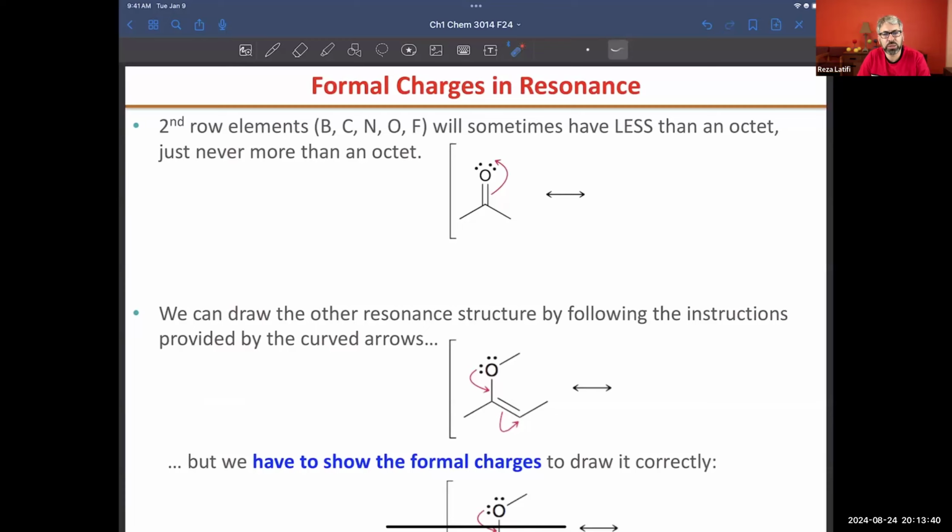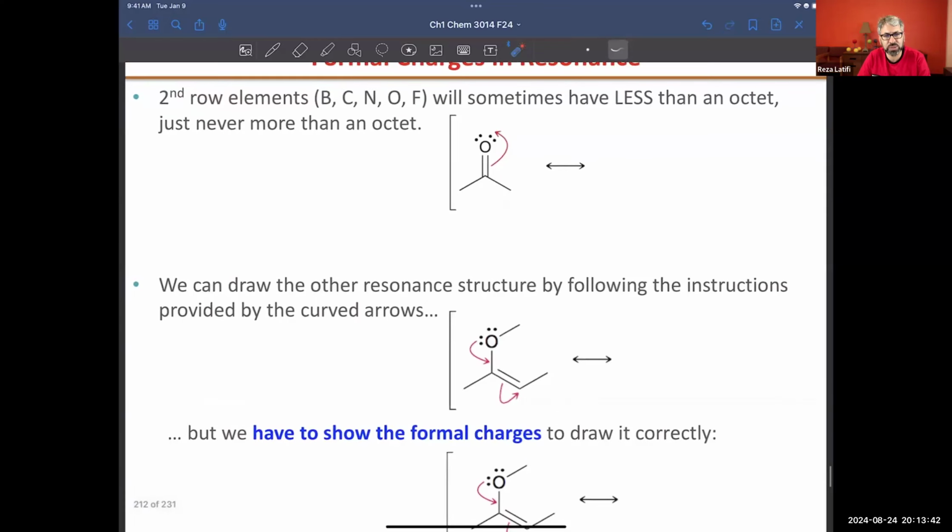In organic chemistry, in most cases you will be dealing with carbon, nitrogen, oxygen, or fluorine atoms. We can have, of course, chlorine and others. But whatever you do, you have to keep carbon, nitrogen, oxygen, and fluorine octet. Whatever you do, always keep them octet.